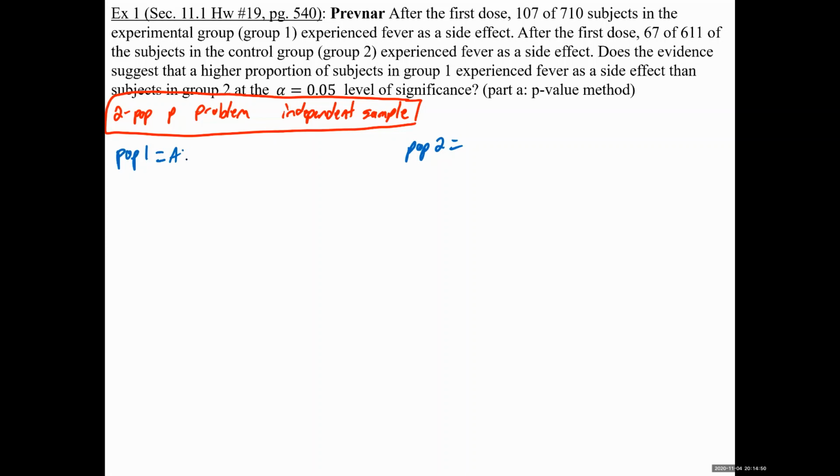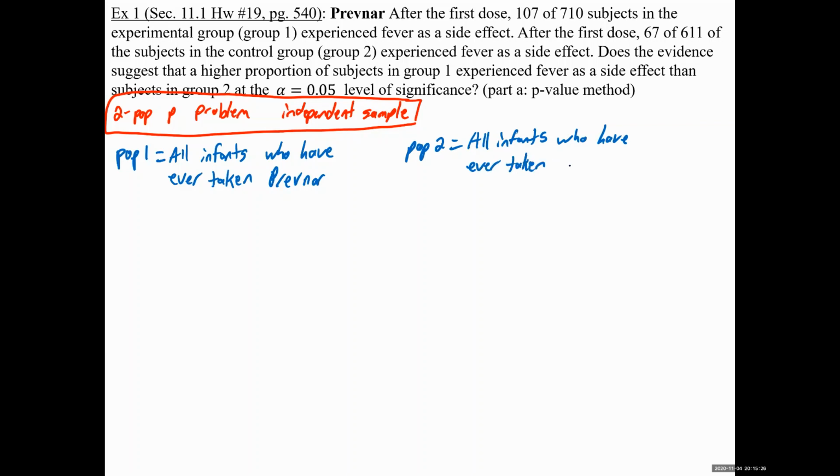Population 1, I'm going to call that all infants who have ever taken Prevnar. So you think of the 710 people that took Prevnar, that's from a bigger group, all people who have taken Prevnar. So that's population 1. Population 2 will be all infants who have ever taken a placebo, or you can write control vaccine or whatever.